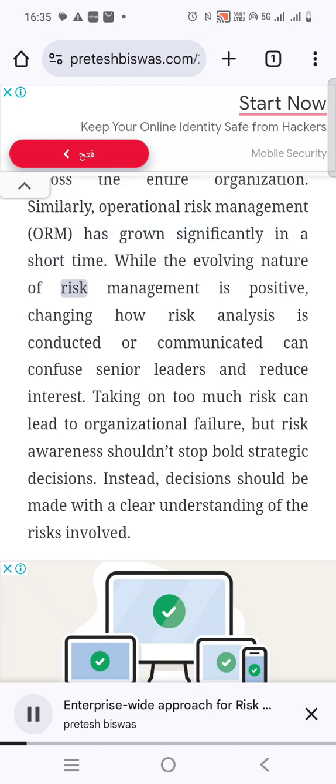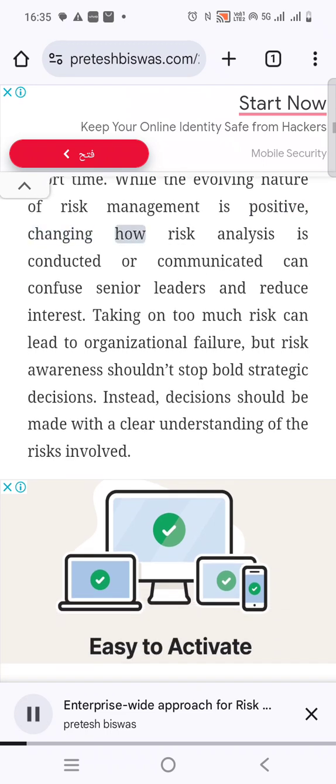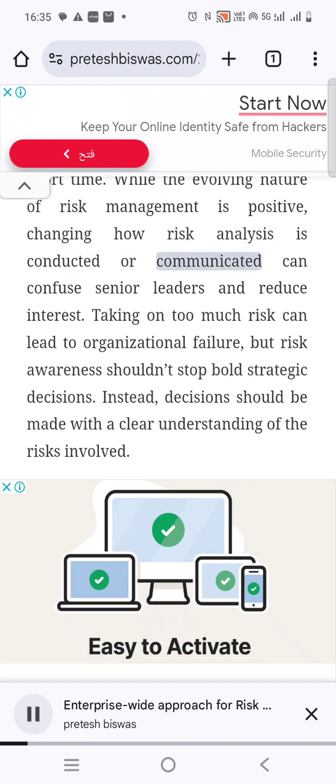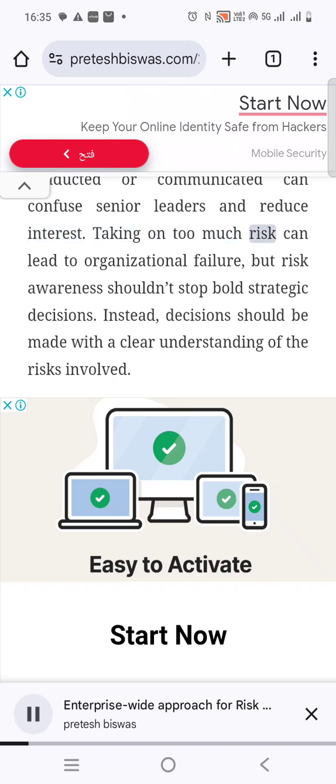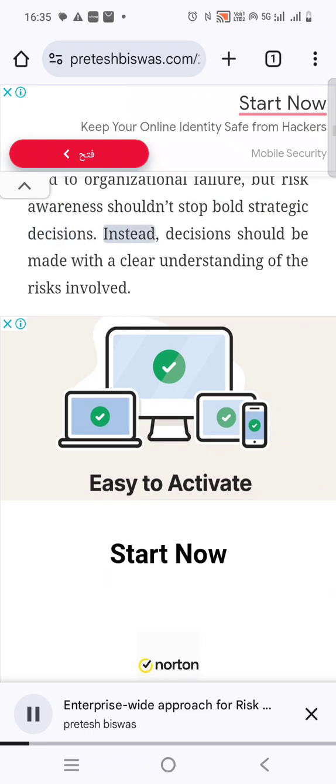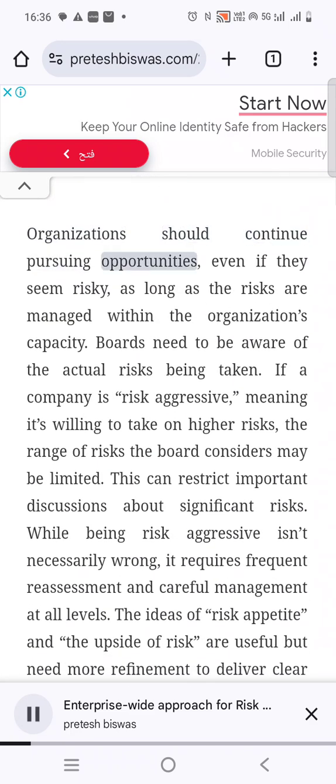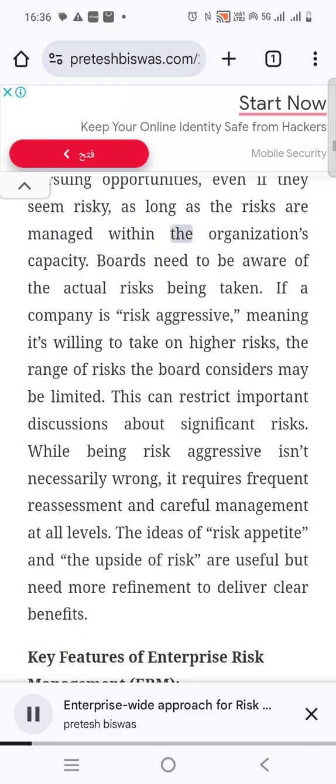While the evolving nature of risk management is positive, changing how risk analysis is conducted or communicated can confuse senior leaders and reduce interest. Taking on too much risk can lead to organizational failure, but risk awareness shouldn't stop bold strategic decisions. Instead, decisions should be made with a clear understanding of the risks involved. Organizations should continue pursuing opportunities, even if they seem risky, as long as the risks are managed within the organization's capacity. Boards need to be aware of the actual risks being taken.